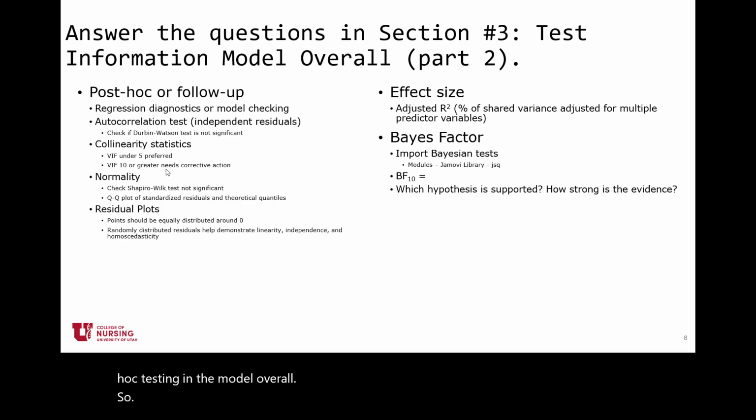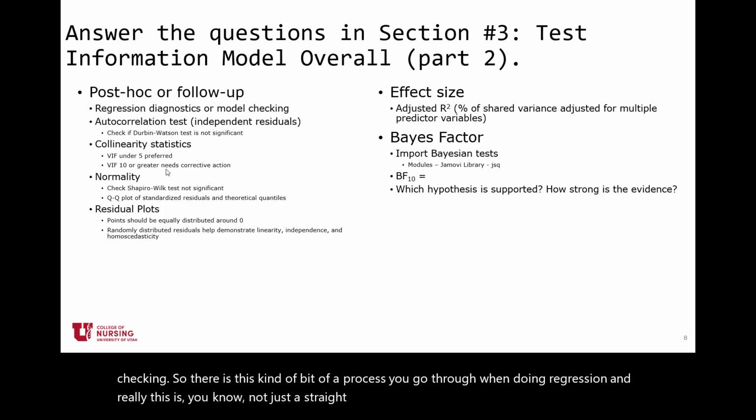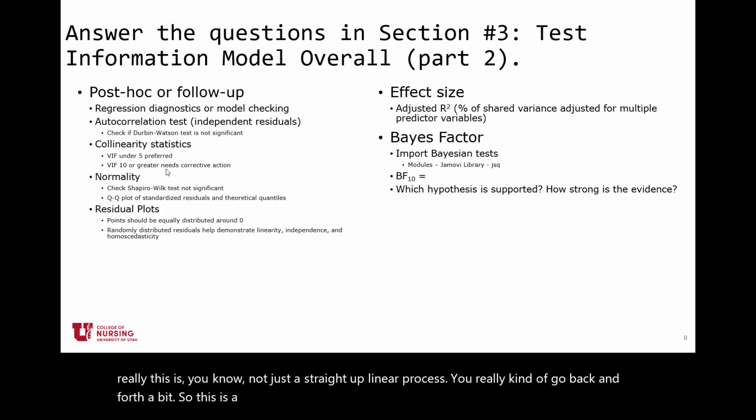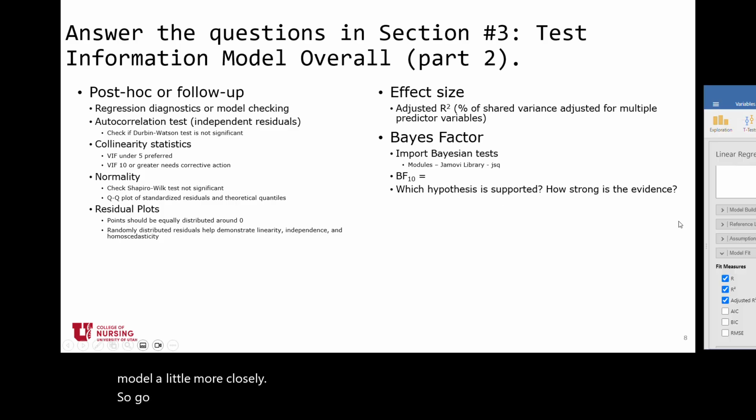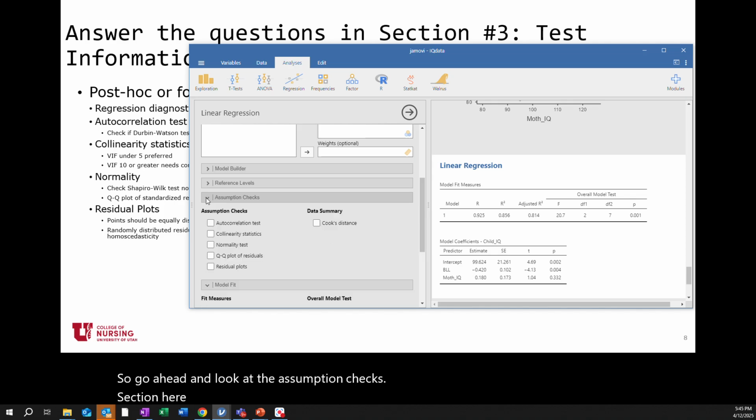So you saw in the Navarro text that Navarro talked about regression diagnostics or model checking. So there is this kind of bit of a process you go through when doing regression, and really this is not just a straight up linear process. You really kind of go back and forth a bit. So this is a good place to just look at some of our things about regression in this model a little more closely. So go ahead and look at the assumption checks section here in Jamovi, and we actually get a number of tests.